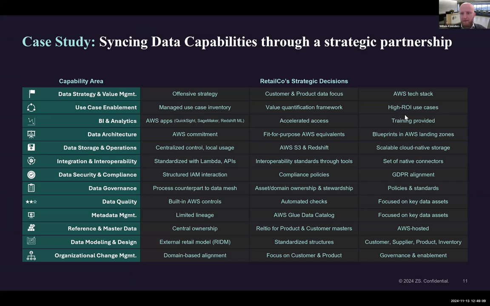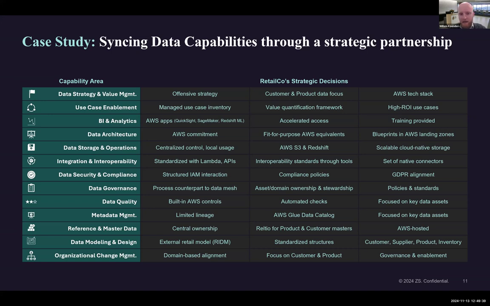So maybe somewhat quick, I wanted to talk through one more example across these capabilities. I won't go one by one, but just to show the different types of data strategies, or the different ways that you can push that in a certain direction. The last one was very much focused on a couple of commercial use cases that ended up driving the enterprise data strategy, even at the enterprise level.